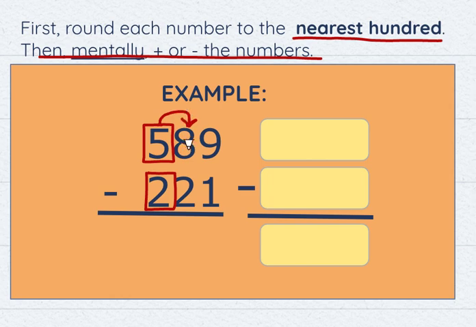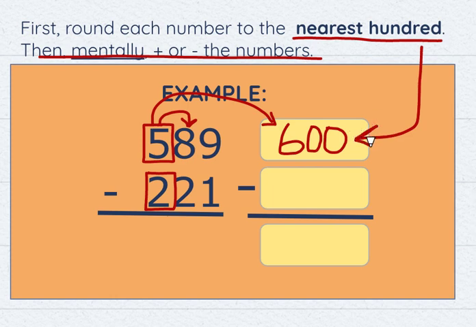The rule is, if the number next door is 5 or more, we have to add 1 to the 5. If it's less than 5, we leave the 5 alone and don't change it. Well, the 8 is definitely more than 5, so we have to add 1 to the 5 and round up. So it becomes a 6. All the other numbers become zeros because we're rounding to the nearest hundred. 600 is now 589 rounded to the nearest hundred.